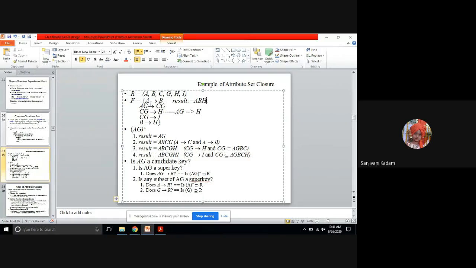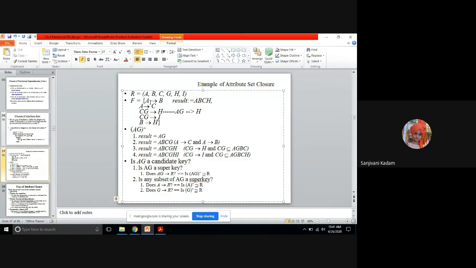Now here we have AG gives CG, so this means that we can remove G from both sides. This was added while giving this example. Actually the main functional dependency is A gives C. So A matches, and I will add the C variable also as a part of my result.